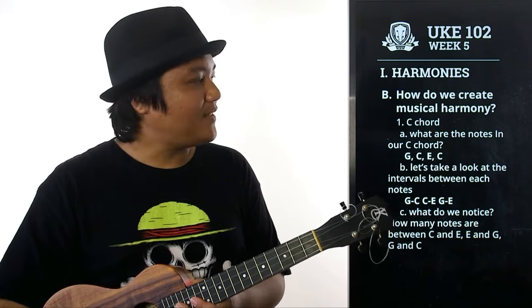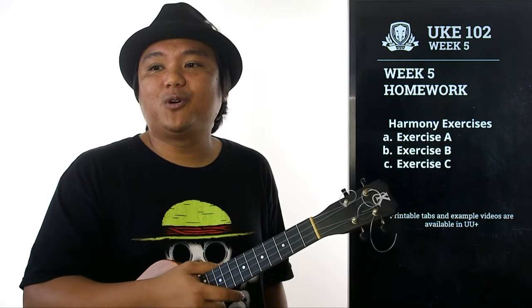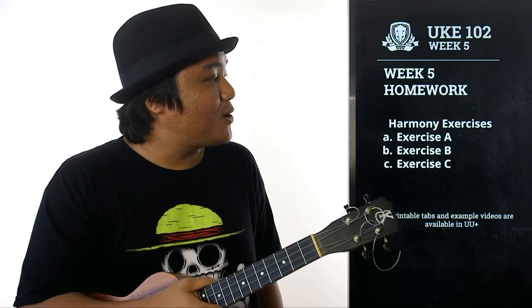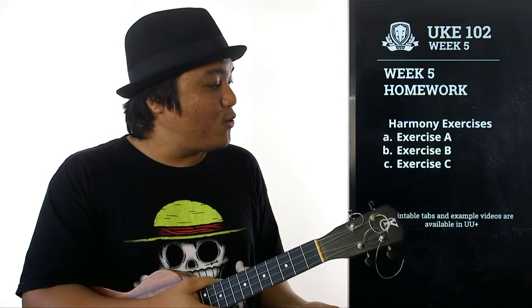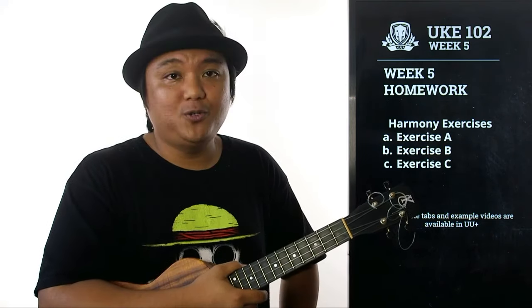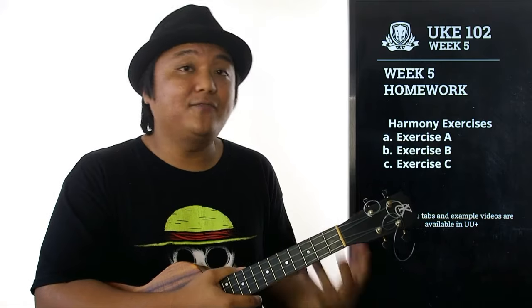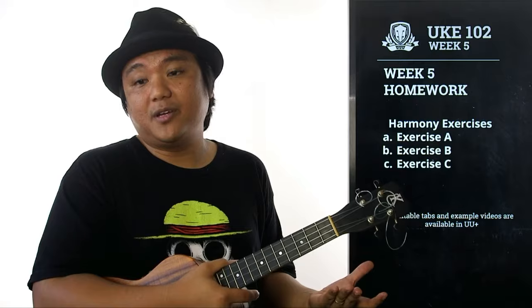Okay, now, of course, as per usual, week 5, we have homework for you folks. Harmony exercises A, B, and C. You can download these over on UU+. Printable tabs and example videos are available on UU+. So you can print out these tabs, and I have videos of myself playing them. You can play along with me, or just do it on your own if you want.